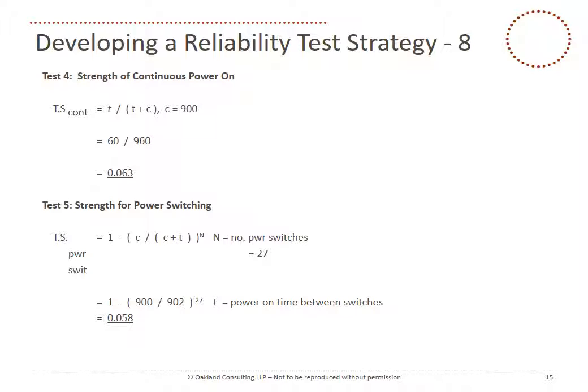Power switching has its own model, and we can see that quite simply. Again, C is the constant of 900, T is our power on time between switches, and N is the number of power switches. In this case, there was power switching every 2 hours, so we can see 900 divided by 902. There were 27 power switches in the 60-hour profile, and we get, as a result, almost 6% test strength.